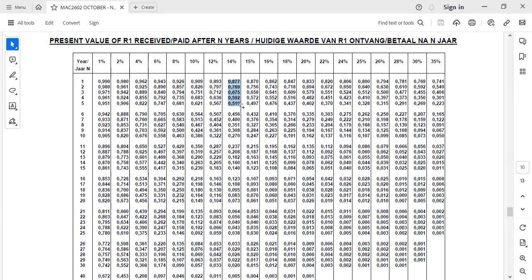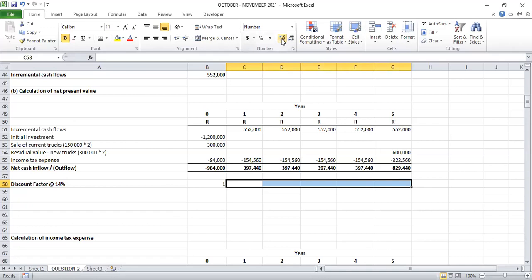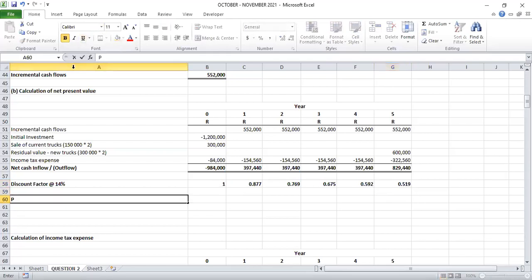So say 0.877, 0.769, 0.675, 0.592, then 0.519. Right. Then we get our present value.